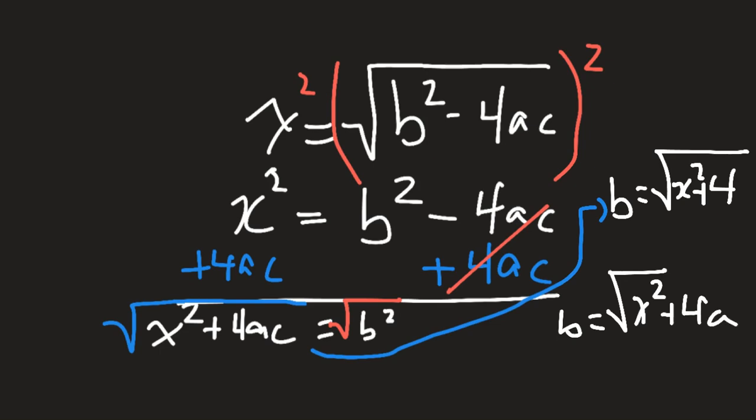Oh, come on, just fit in there. Oh, I can't, I'm too close to the edge of the screen. There we go, I got it, yay. So, and that's all under the root symbol. So my final answer with b as the subject is b equals the root of x squared plus 4ac.